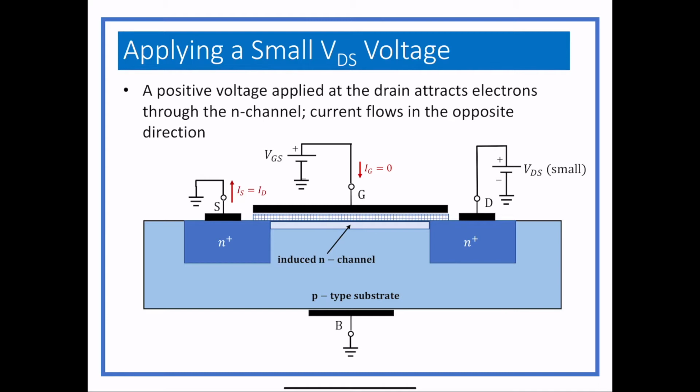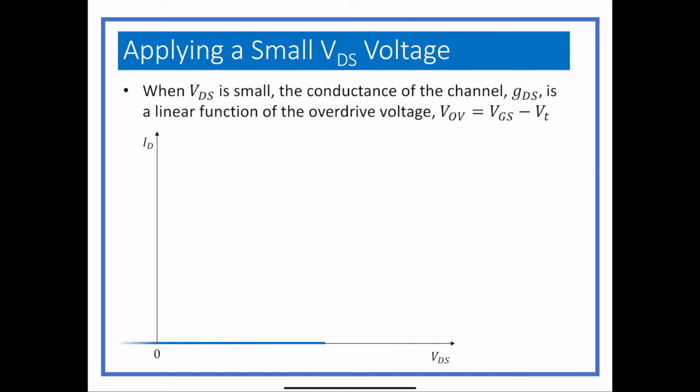So VDS is small, and this is really small. And when we do that, there's a linear relationship between the conductance of the channel and how far above the threshold VGS you are, so how big the overdrive voltage is. If VGS is less than the threshold voltage, it doesn't matter what you do with VDS, you get nothing happening because there's no channel. So that's kind of obvious. But then as you go on and you increase VGS, so basically we are applying whatever the threshold is plus some kind of standard voltage.